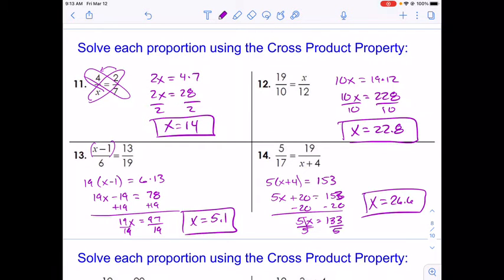Let's see here. Oh, I multiplied wrong here. Let me multiply back here again. 19 times 17 is 323. So let's go back and change this here real quick.